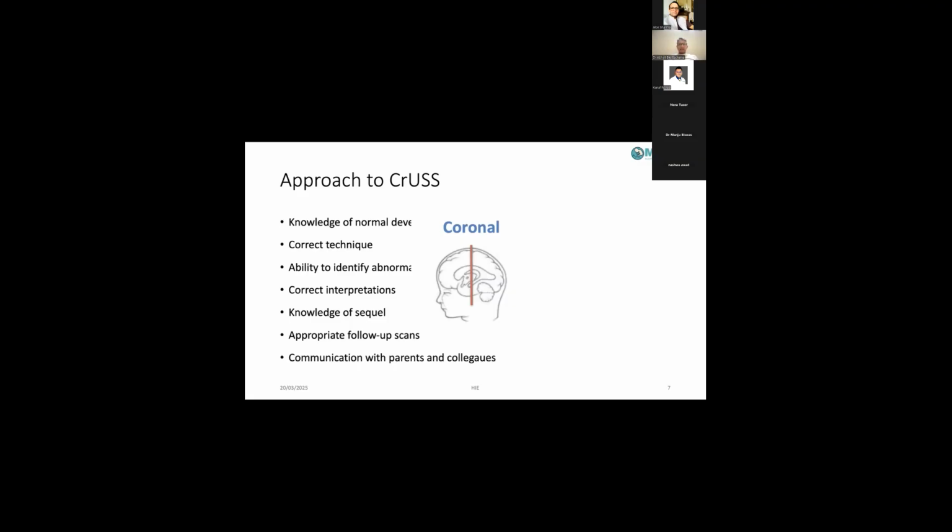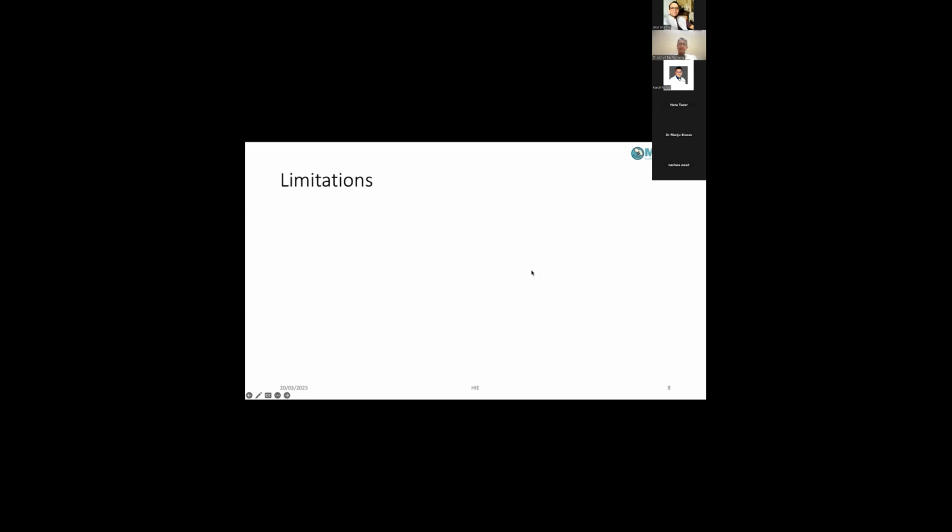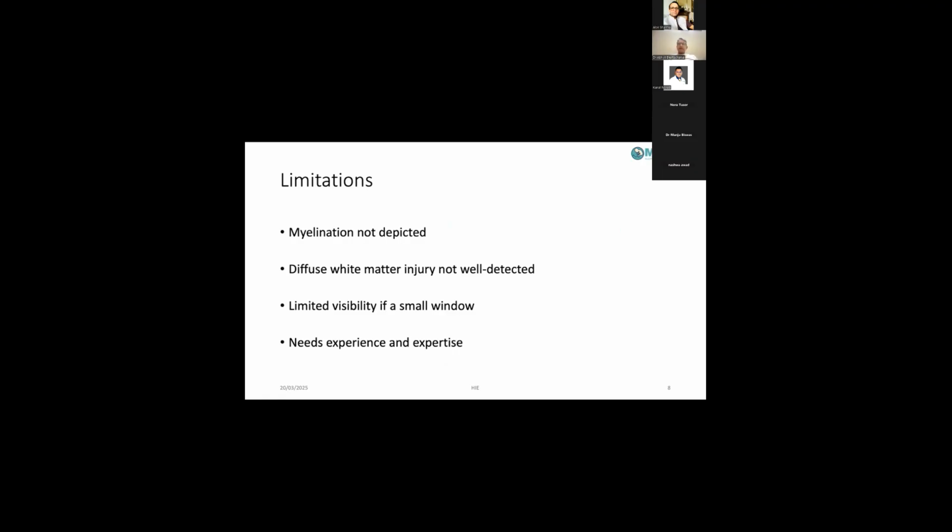I can see that Alok has been through all the coronal, sagittal, and transverse cuts that we use to visualize the brain, so I'm not going to repeat this part. I'm going to skip that. At the same time, at the onset, we need to be aware of the limitations as well, and there comes the role of auxiliary scanning techniques. So what are the limitations? Myelination is not depicted at all in ultrasound. It's very difficult to see myelination, or rather, I would say you can't see myelination.